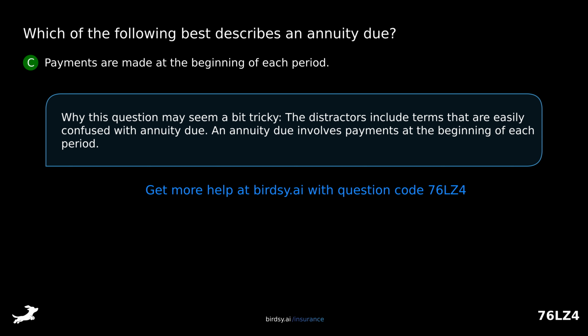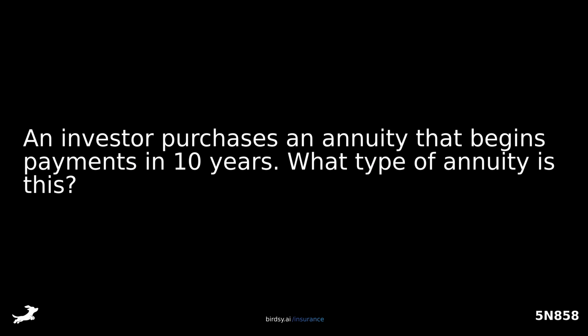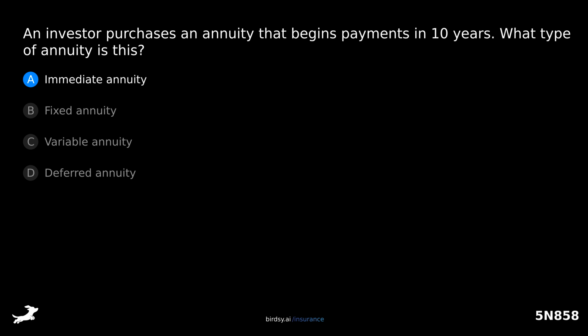An investor purchases an annuity that begins payments in 10 years. What type of annuity is this? Is it A, immediate annuity, B, fixed annuity, C, variable annuity, or D, deferred annuity? The answer is D, deferred annuity.